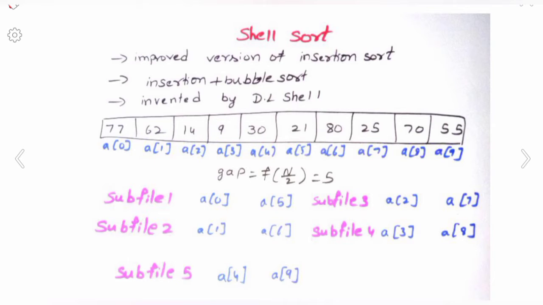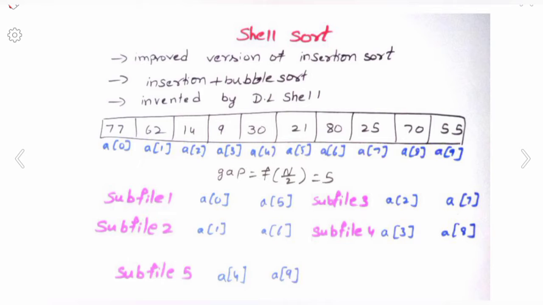Subfile 1 has a of 0 and a of 5, so we compare the elements at positions a of 0 and a of 5. In subfile 2 we compare a of 1 and a of 6, then a of 2 and a of 7, a of 3 and a of 8, and similarly a of 4 and a of 9. We have to calculate the gap of the array at each and every pass of the shell sort, and based on the gap we perform the sorting.